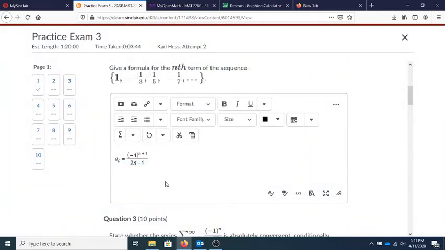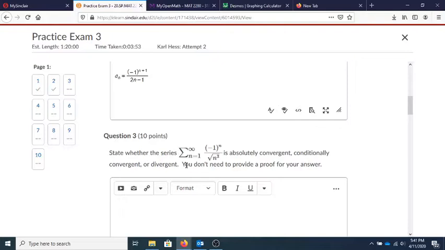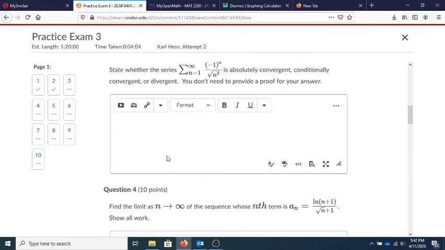Okay, there's my formula for the nth term, so good to go there. Now, as soon as I click out of that box, the quiz actually does save that answer. Even though there's not a save feature, you can see over here on the left, it's given me check marks for 1 and 2. So it's registered my answers for those two problems.